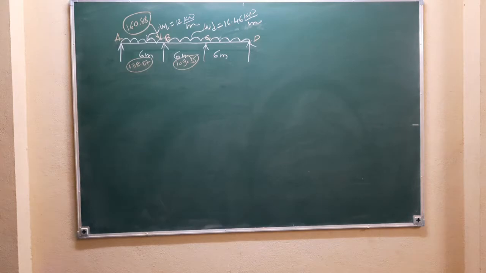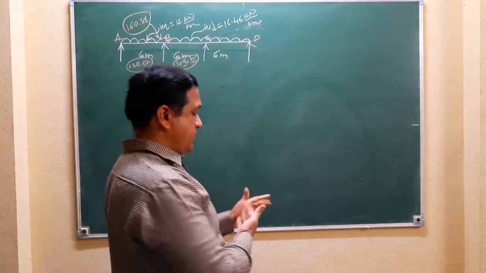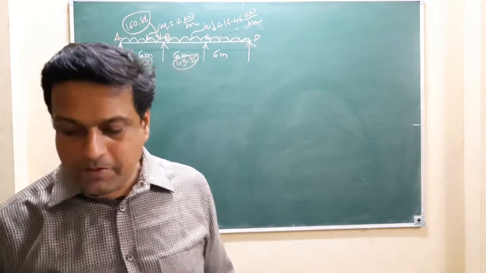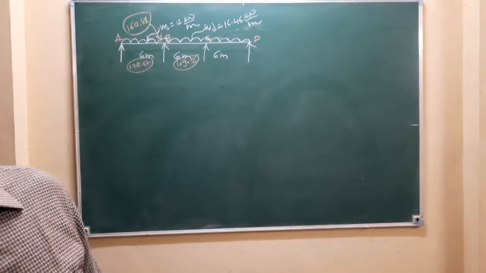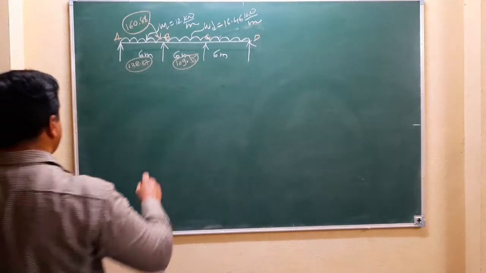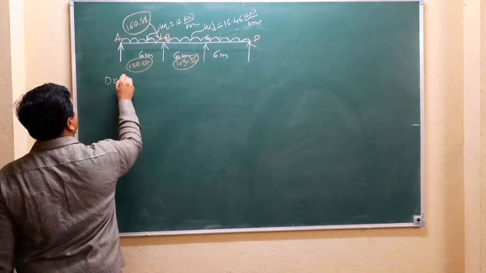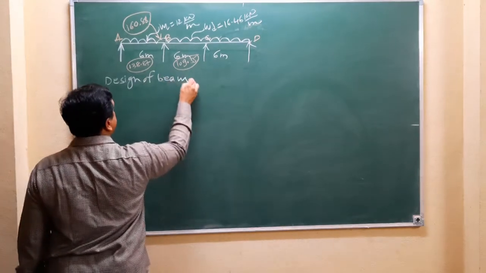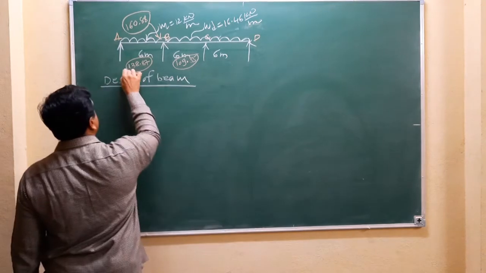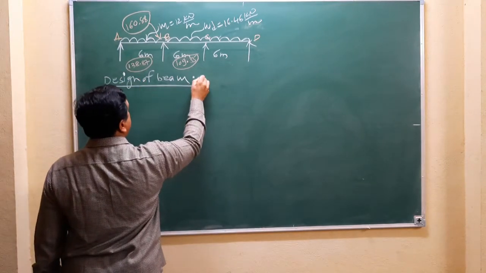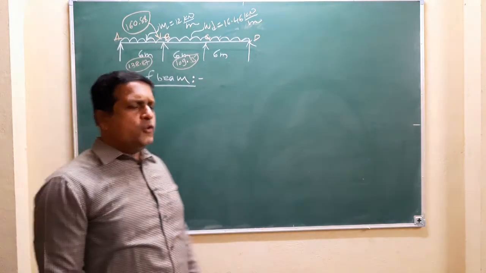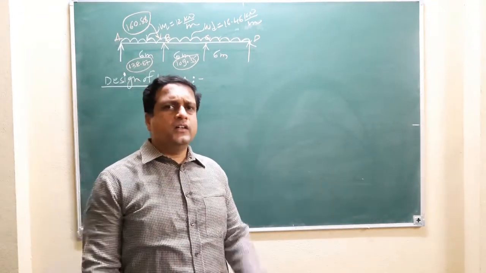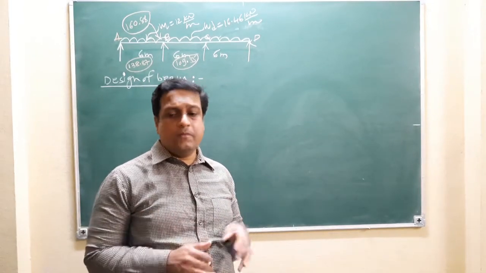Now what do you have to do? Now you have to decide the dimensions of the beam. That means design of beam. You have to find out the width of the section, the depth of the section, and the steel. That is nothing but the design of the beam.